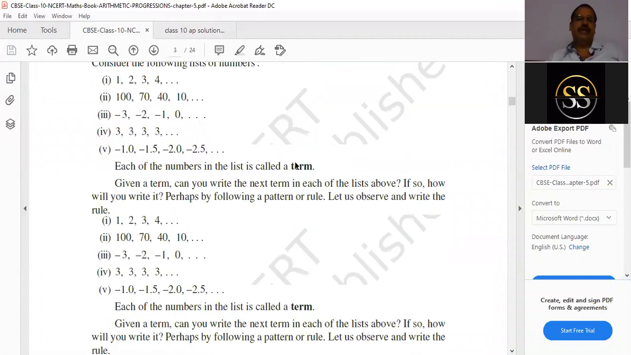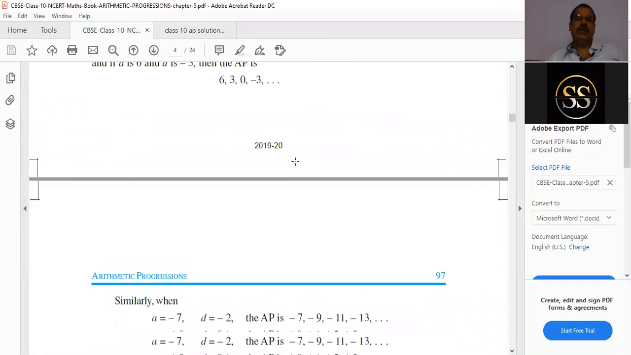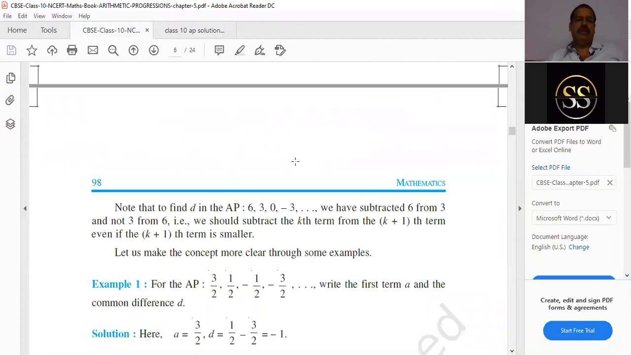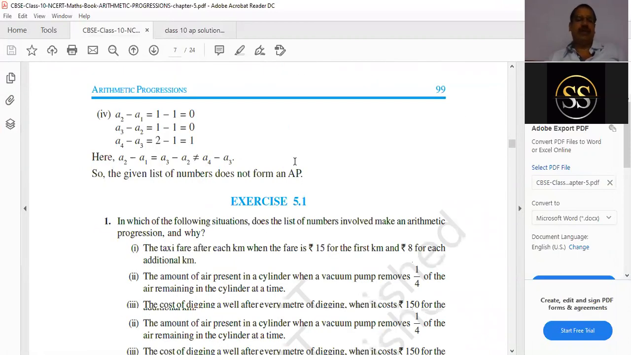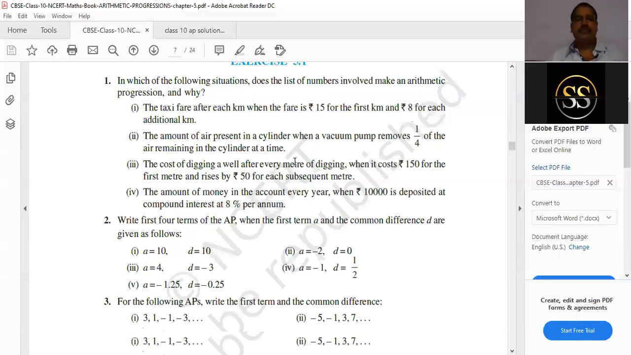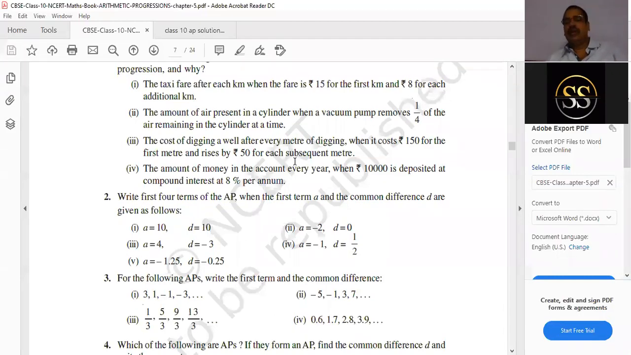Now, who will say? Can anyone say? Anyone able to say the 5 formulae? What we told yesterday, the 5 formulae. Ritika, you tell them, Ritika.